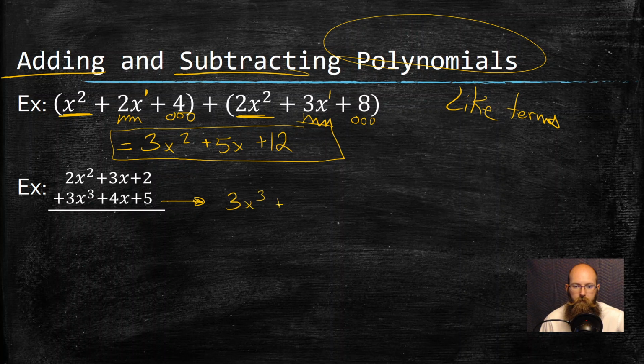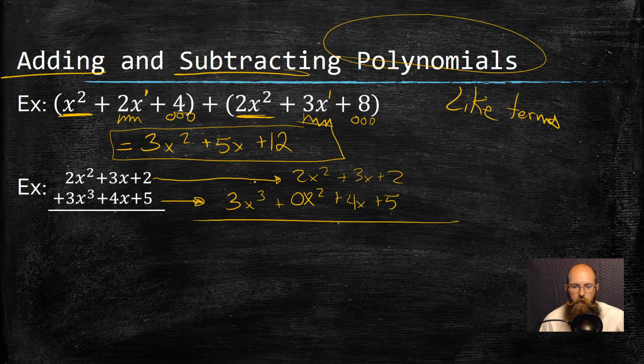3x cubed. And then I have no x squared. So notice I got 3x cubed, and then I go to x. So I'm going to put 0 x squareds, and then plus my 4x and plus 5. I'm going to do the same thing with that top one, except actually I can go over farther, right? Because I don't have any x cubes. I just have 2x squareds plus 3x's plus 2.